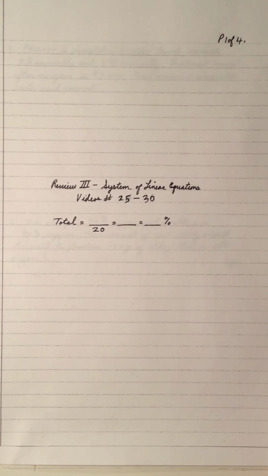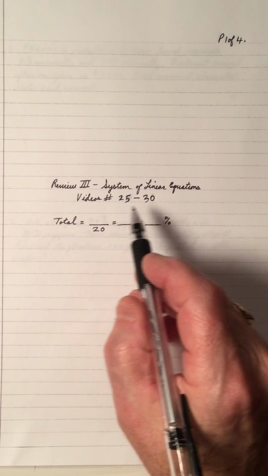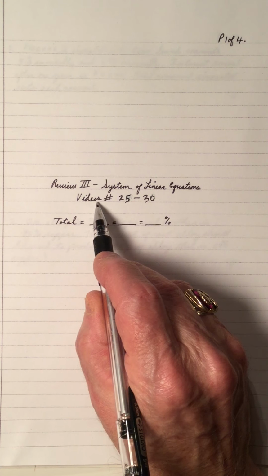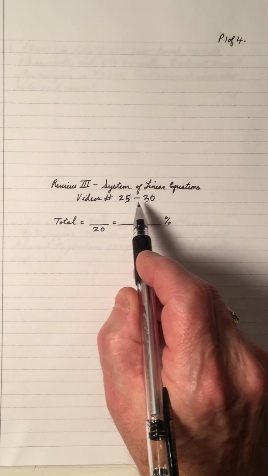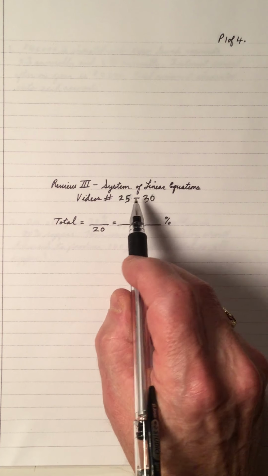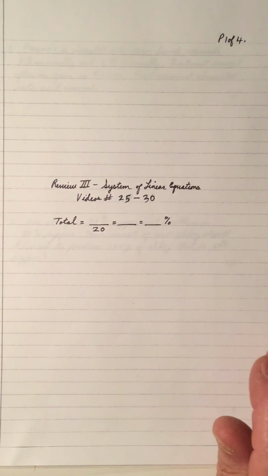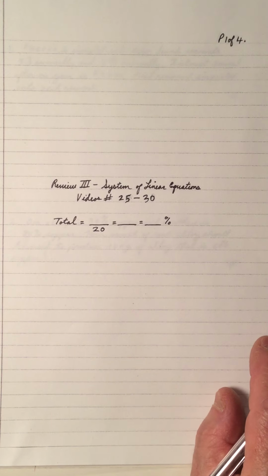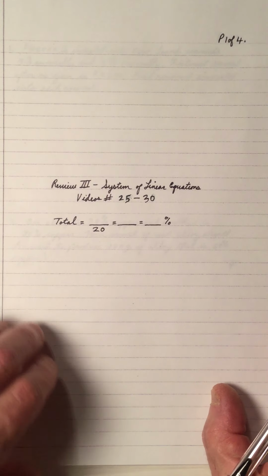Hi, welcome to my video on review 3 of System of Linear Equations, and it's on videos numbers 25 to 30, the word problems on interest, mixture, two-digit number, and the slope-intercept form.